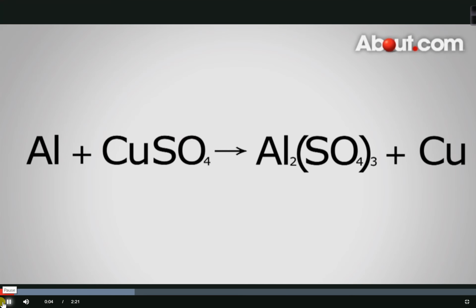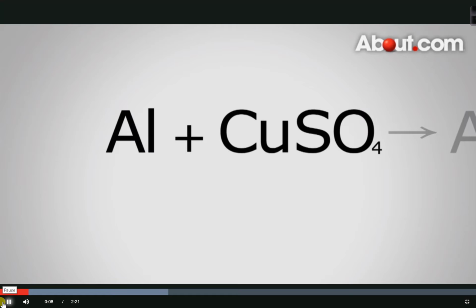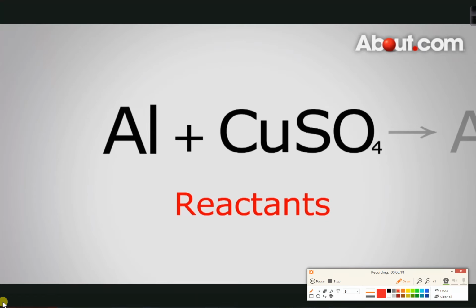Hi, today we're going to learn how to balance a chemical equation. On the left-hand side of the equation, we have our reactants, or the chemicals that we start with. In this case, we are starting out with copper 2 sulfate and aluminum.